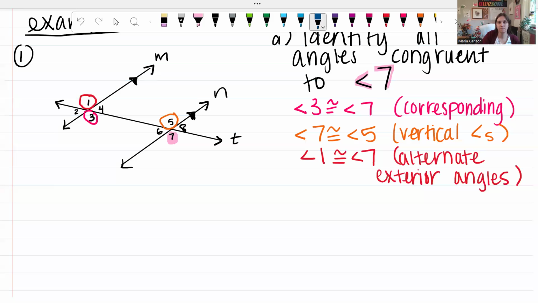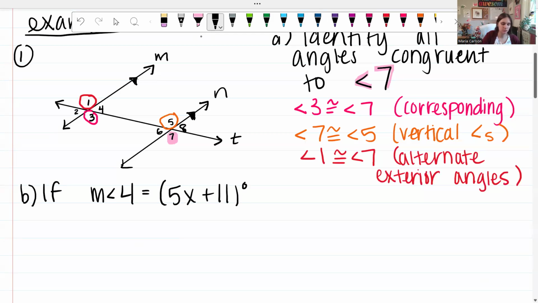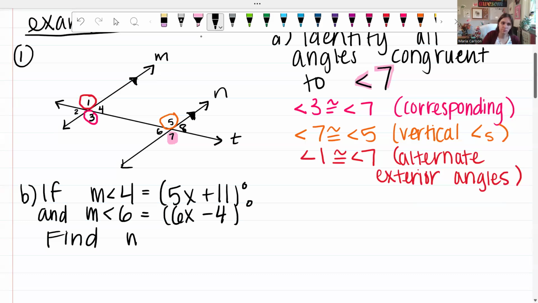Part B. If the measure of angle 4 is 5x plus 11 degrees, and the measure of angle 6 is 6x minus 4 degrees, find the measure of angle 2 in degrees.